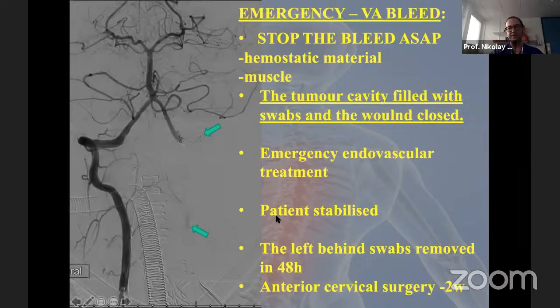So after I had closed the skin, the patient went to the cath lab, and as you can see, 2 coils were deployed to exclude the rupture from the circulation. And then I did another surgery 48 hours later, after the patient was stabilized, to remove the swabs. And then I planned anterior cervical surgery in 2 weeks.